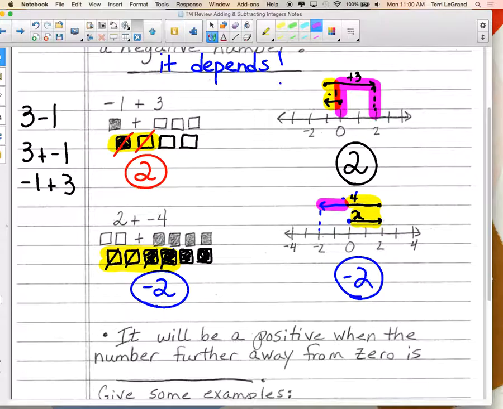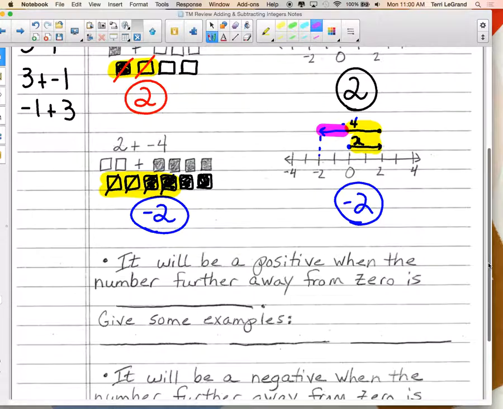Tell me something about this one then. How much distance is there in my highlighted pinkish one? 2 units, right? Yep, 2. It goes from here to here. And what direction is the arrow at the end of that one? And what direction is that? Negative. So this is a negative 2.